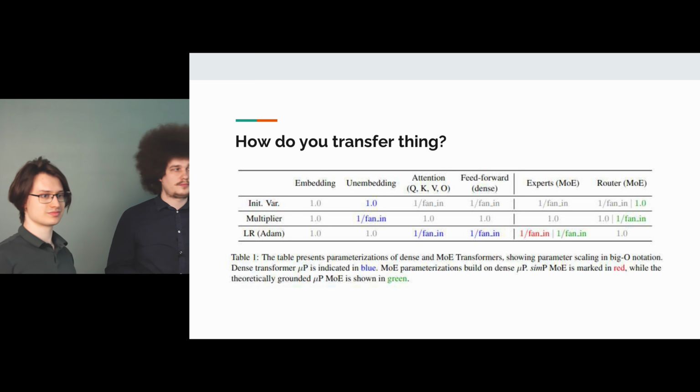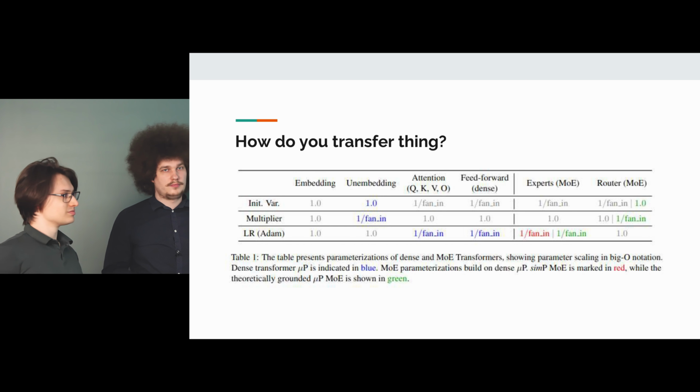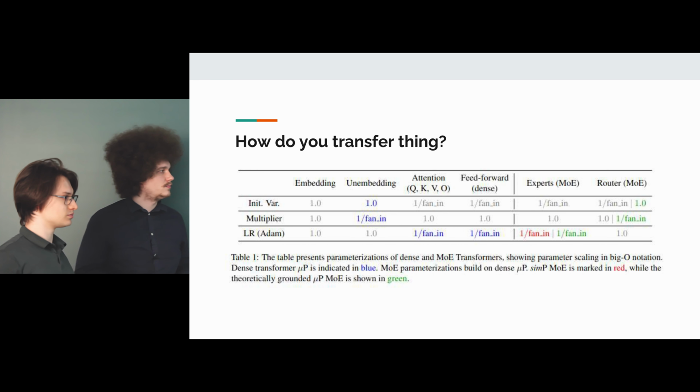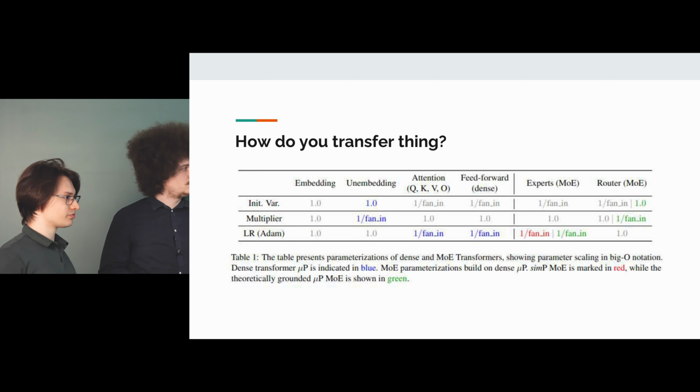Does anyone have any other questions? If not, I have one small question. What's the basic mathematical idea here behind why satisfying this condition actually improves this transfer?